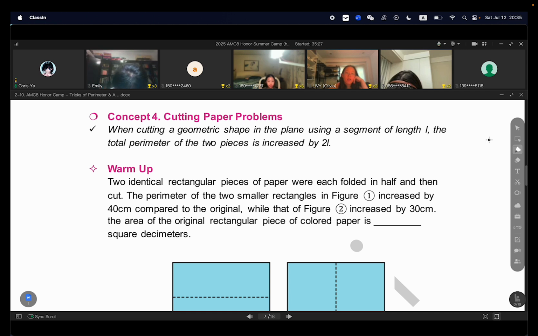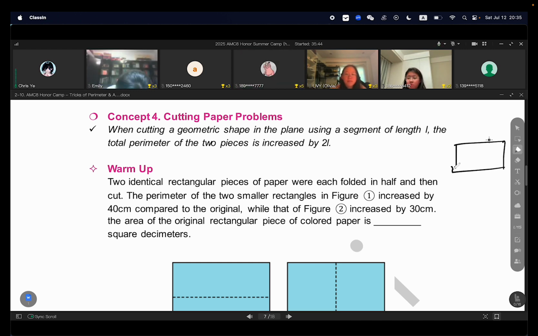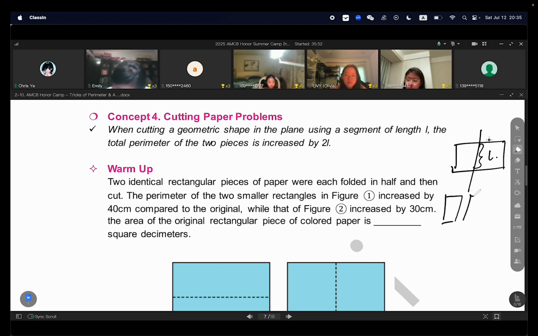Cutting paper problem. When cutting a geometric shape in the plane by using a segment of length L, the total perimeter of the two pieces is increased by 2L. And it is also pretty much a simple concept. Let's say we have this rectangle and we cut it like this, and we know that this is L. Then if we separate those two parts, the new sum of the total perimeter of the two pieces, which is the sum of this perimeter and this perimeter, is going to be the original rectangle's perimeter plus 2L.